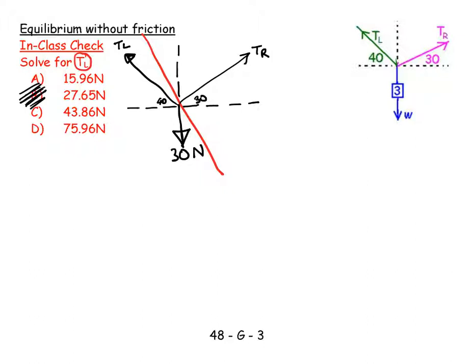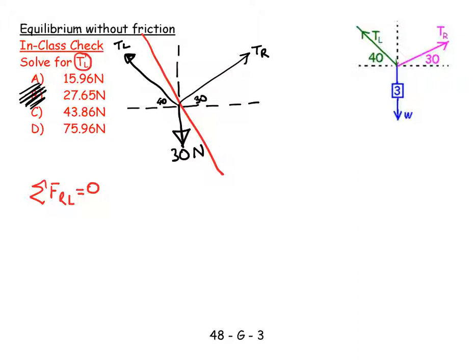And now, when I say the sum of the forces along the red line equals 0, the forces I'm talking about are the TL, which is what I want, and the 30, which I know. The T right is not included in this equation. It still exists, but it's not included in this equation.